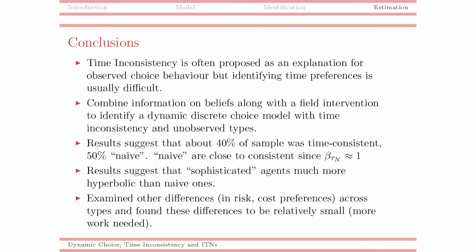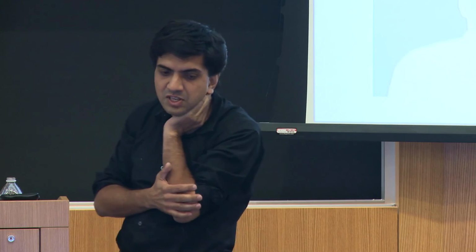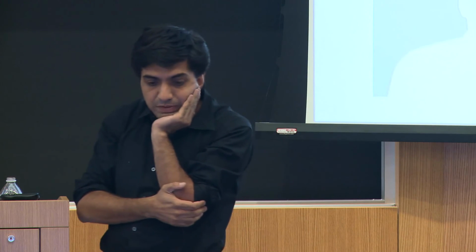So we did a set of counterfactual simulations that tried to ask how different agents respond to changes in the price of the product. And we actually see that about 90% of the agents behave as if they're consistent, at least for the class of price variations that we study. About 90% of the agents behave as if they're consistent, whereas 10% of the agents do behave quite differently. And the reason for that in the counterfactual simulation really arises from the fact that the hyperbolic parameter for these sophisticated agents is quite different from 1.